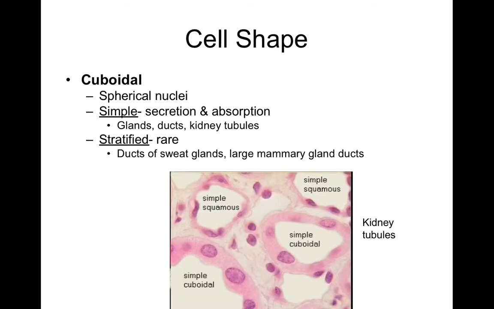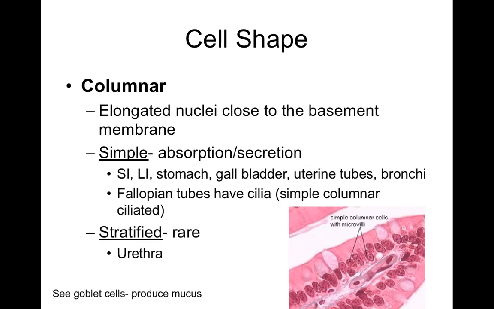Cuboidal is named cuboidal because, hey, guess what? It looks like a cube. These are found in the kidney tubules, as you can see right here, simple cuboidal. You can see the shape of the cells centers around that nucleus, and it doesn't splay out the way the squamous do. Simple cuboidal is for secretion and absorption, and stratified is extremely rare. This is in sweat glands, some of the mammary gland ducts as well.